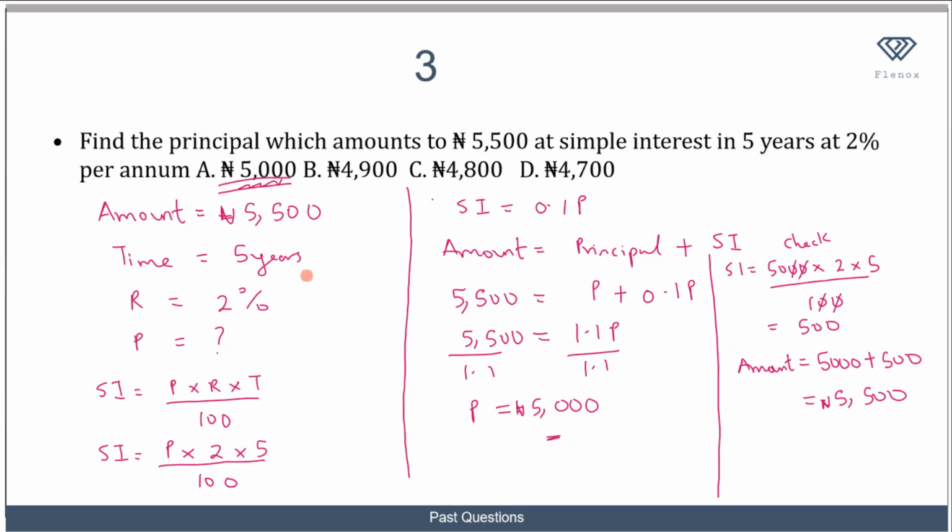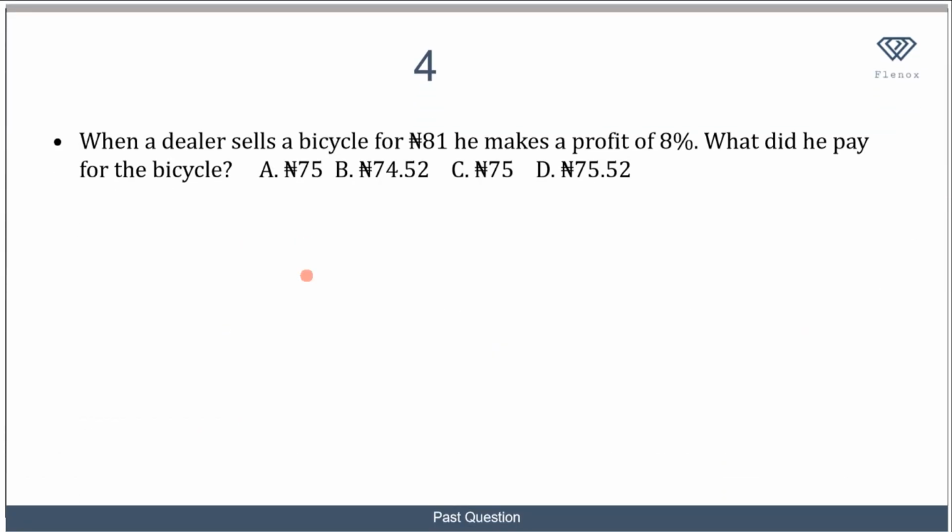So you can quickly do a quick check to be sure that your answer is correct. But if you solve it through this means, you will still arrive at 5,000. So let's move on to the next question. We are told that when a dealer sells a bicycle for 81 naira, it makes a profit of 8%. What did he pay for the bicycle?